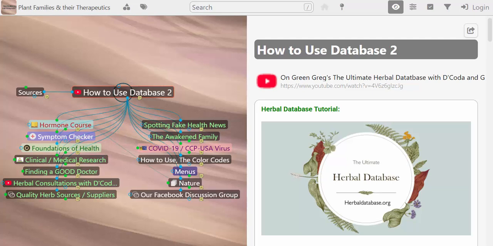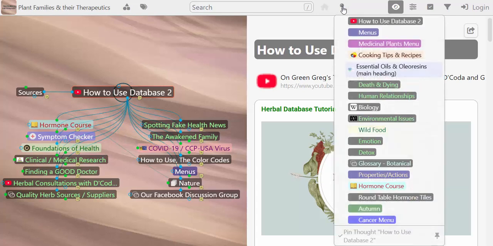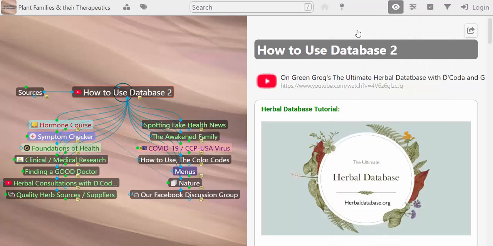Today we're going to explore the Herbal database and how it can help someone who's having seizures. Now this is the opening screen when you first log in, and if you look here you'll see the menus. Another place to find the menus is to go up to the pin and click on it, and you see the menus right there. So let's start with the menus.